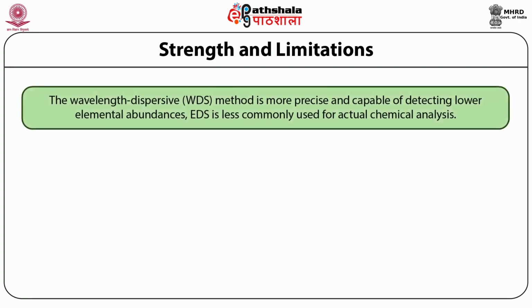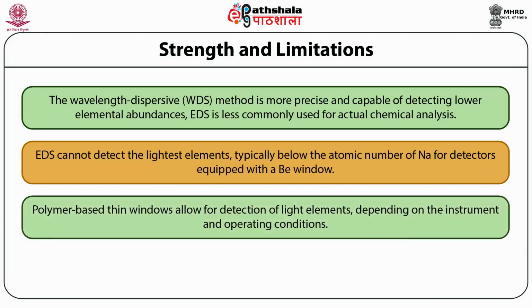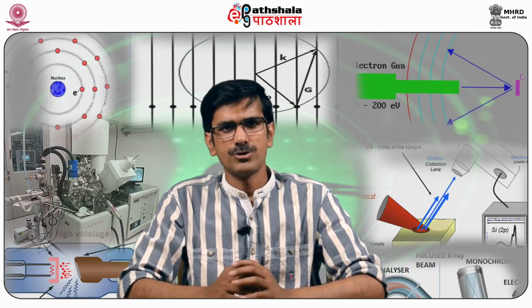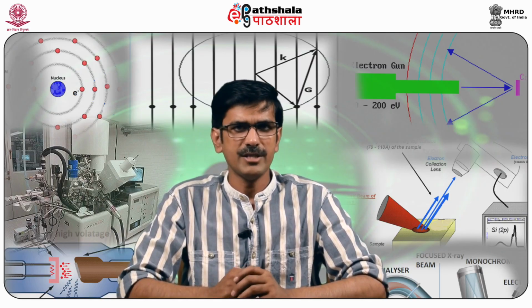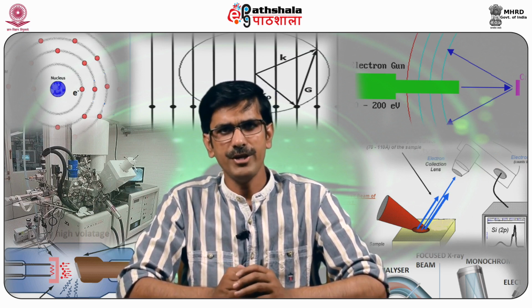The wavelength dispersive method, that is WDS, is more precise and capable of detecting lower elemental abundances. EDS is less commonly used for actual chemical analysis. EDS cannot detect the lightest elements, typically below the atomic number of sodium. For detectors equipped with a beryllium window, polymer-based thin windows allow the detection of light elements, depending on the instrument and operating conditions. So, students, let us summarize what we have studied in this module.